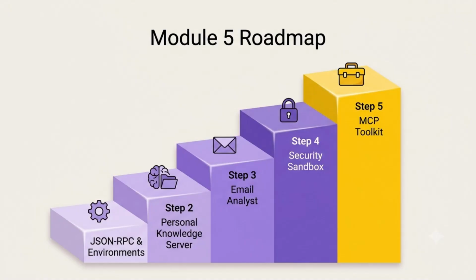Now, let me walk you through what this module actually covers, lesson by lesson. So right after this, we'll get into JSON RPC, like I said, and how MCP environments are configured and secured. Then we go fully hands-on. We're going to build a personal knowledge server, basically a second brain that lets your AI assistant search your own project files and your own notes for personal use. Now then we'll level up into business territory, okay, and build an email analyst server that can read messages, spot the ones that need follow-up, like a personal corporate assistant, and then even draft responses.